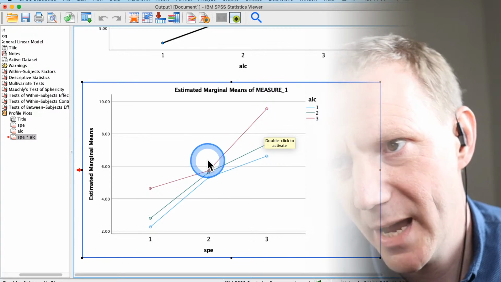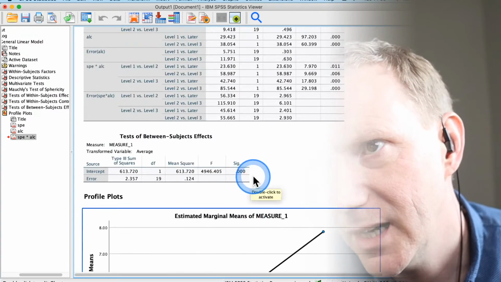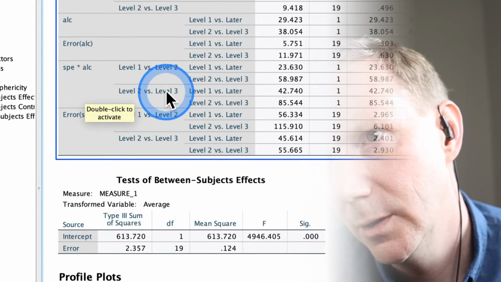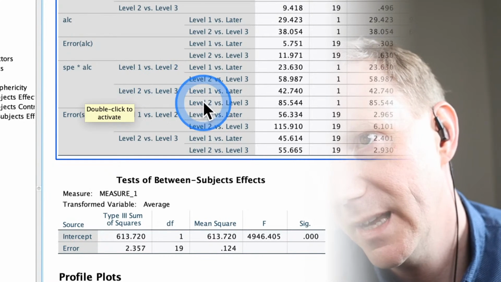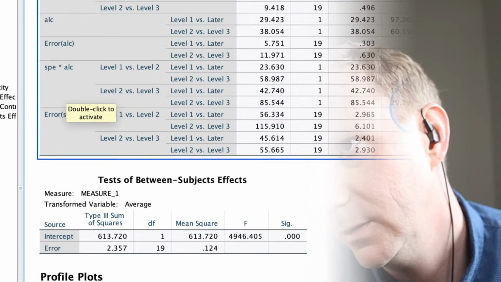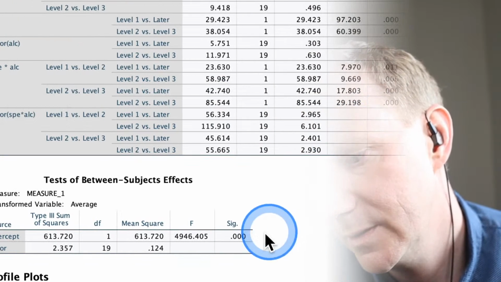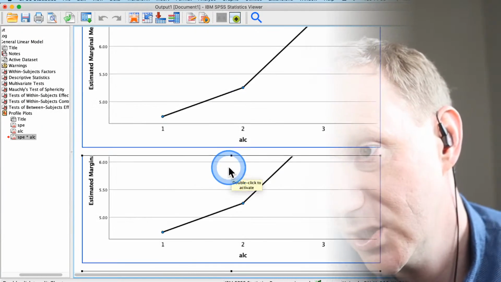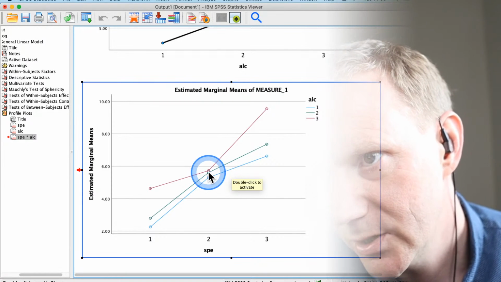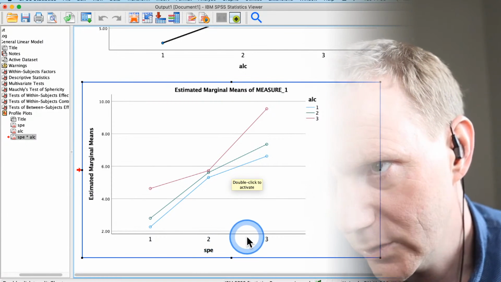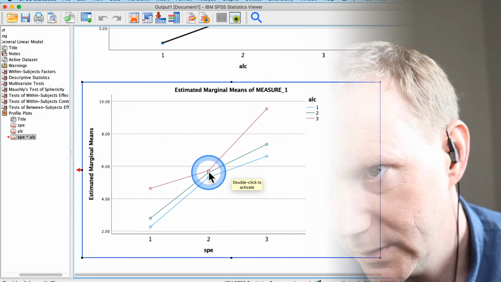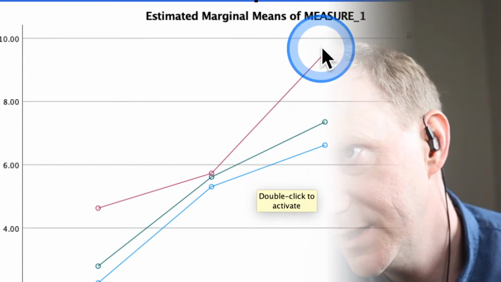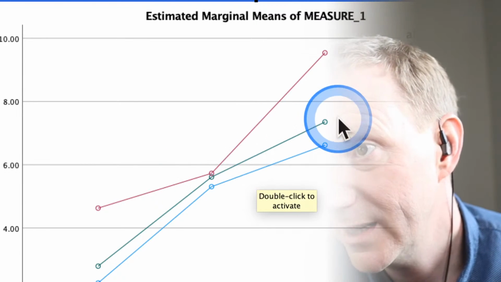So, for example, if you look at the last one, that's comparing level 2 with 3 for speed, and 2 and 3 for alcohol. That one is significant. So it states that for those combinations there is somewhere a significant difference. That is 2 and 3 for speed and 2 and 3 for alcohol. So it's these 2 points and these 2 points. Somewhere there's a difference.